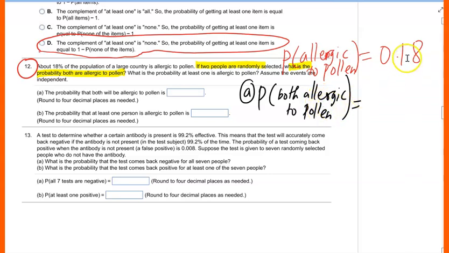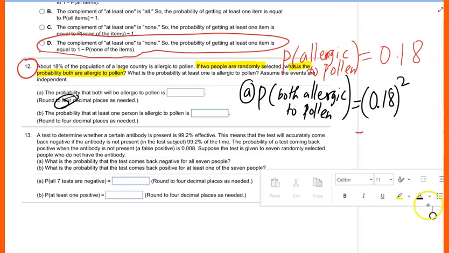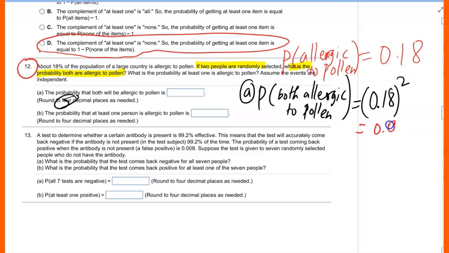To find the probability that both are allergic to pollen, you multiply 0.18 twice, or to the power 2, because the first person being allergic to pollen or not doesn't affect the second person being allergic to pollen. Therefore they are independent. Therefore you multiply and round the decimal to 4 decimal places. Your answer must be 0.0324. Okay, that's part A.